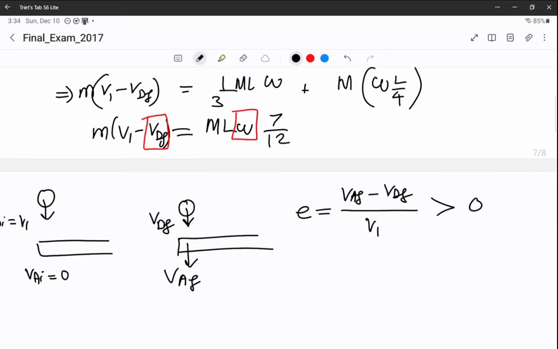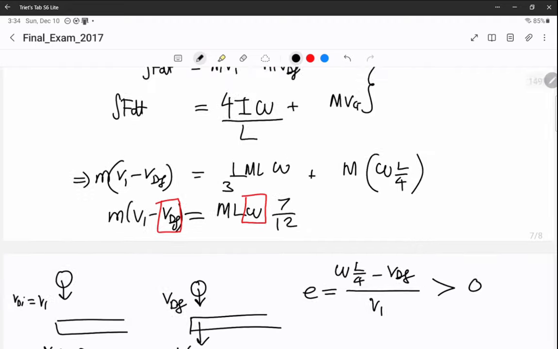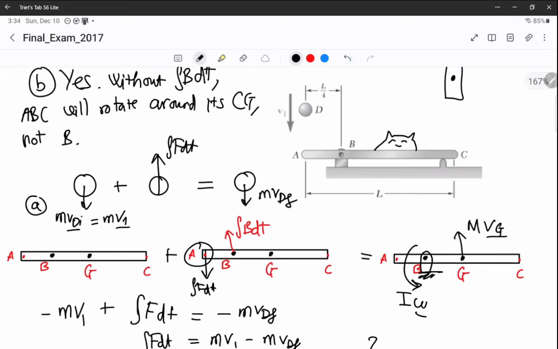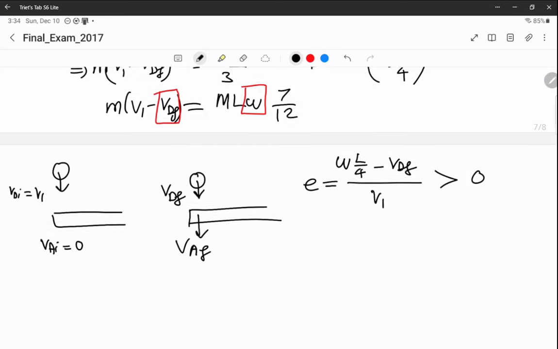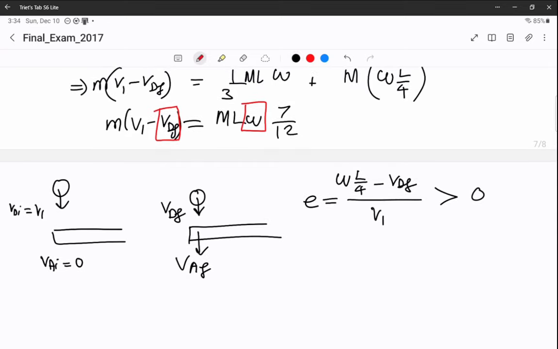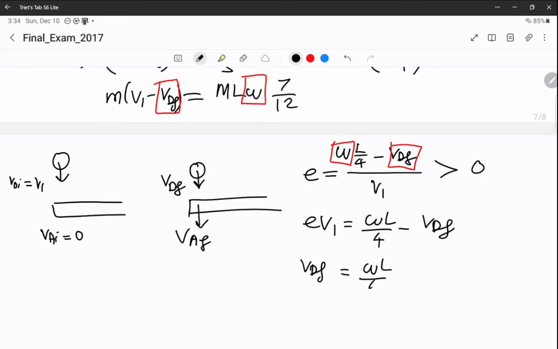Now, VAF, you can rewrite VAF as omega L over 4 actually. Because look, we're analyzing point A, and point A is going to go downward, and it's fixed by B. You can use V equals omega R on point A, and the distance R is going to be L over 4, which is given in the problem. So that's the case. Now we have two equations, two unknowns. Now we just go ahead and solve it. We have EV1 equal to omega L over 4 minus VDF. So VDF is going to be omega L over 4 minus EV1.